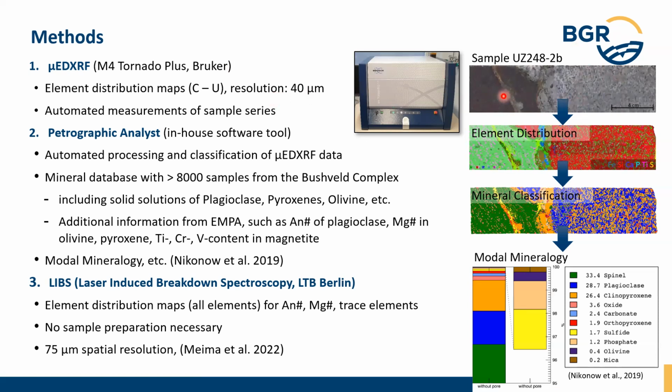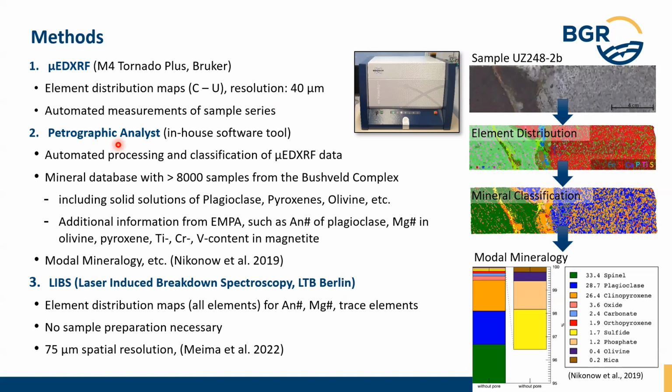So we have here our sample, one example. With our Tornado, we get the element distribution, but what we really want to have is the mineral distribution here. And for that, we use an in-house software tool called Petrographic Analyst, which allows us to automate all the processing of the data, also the mineral classification. It is a bit like ChemScan or MLA, but just for this different device.